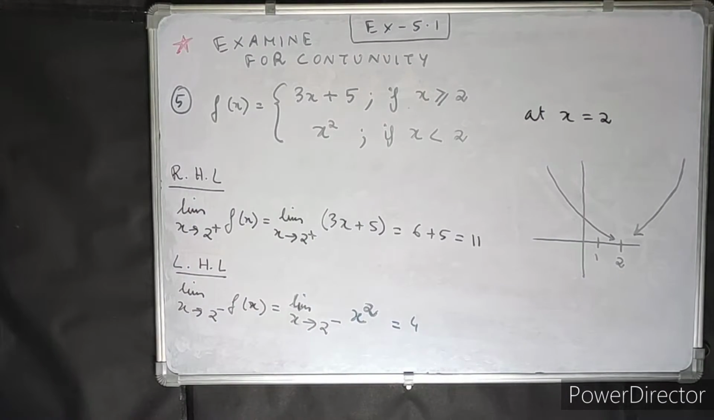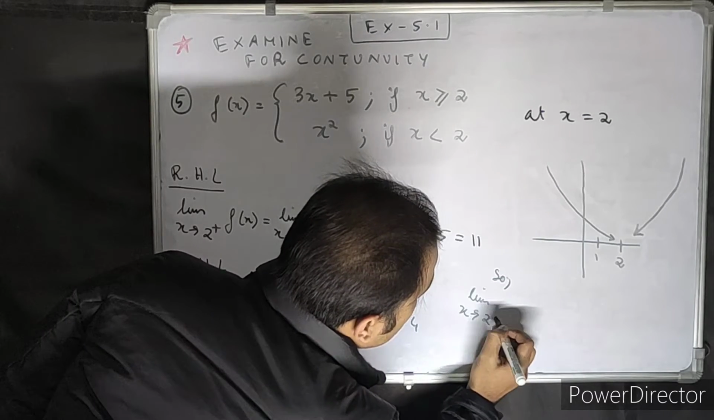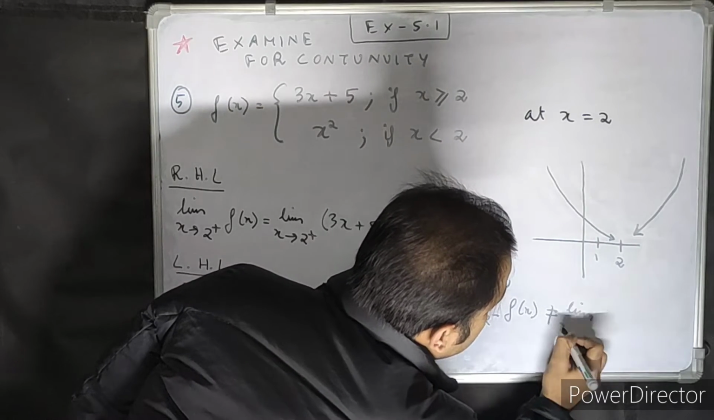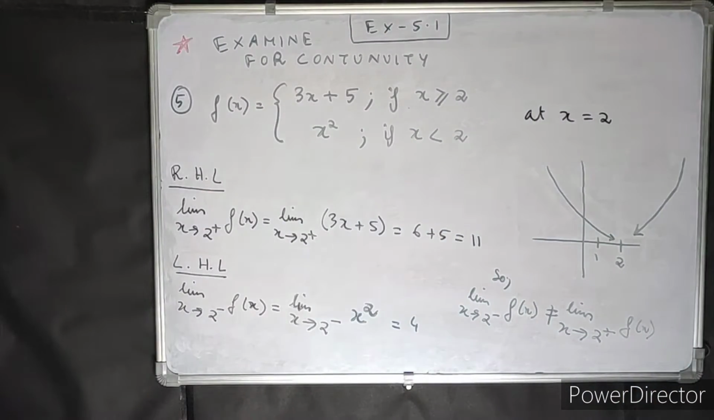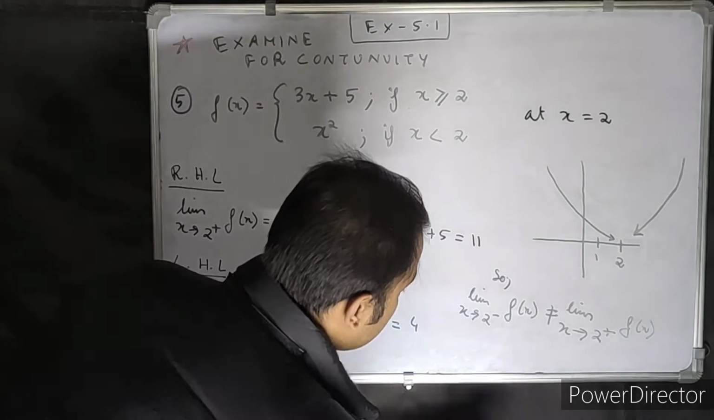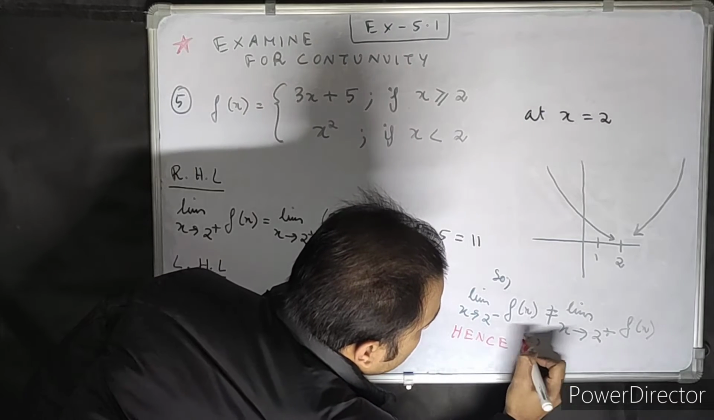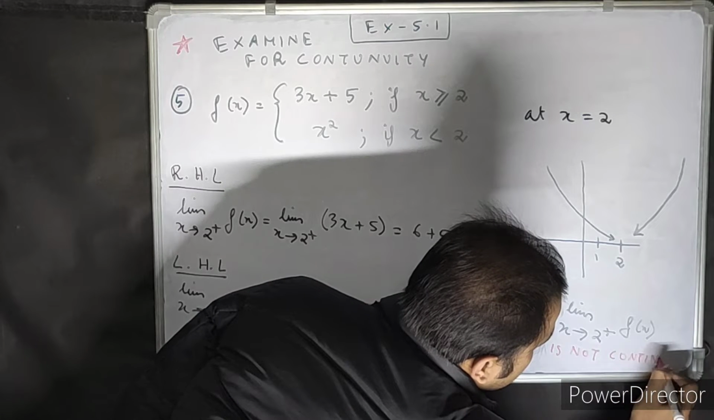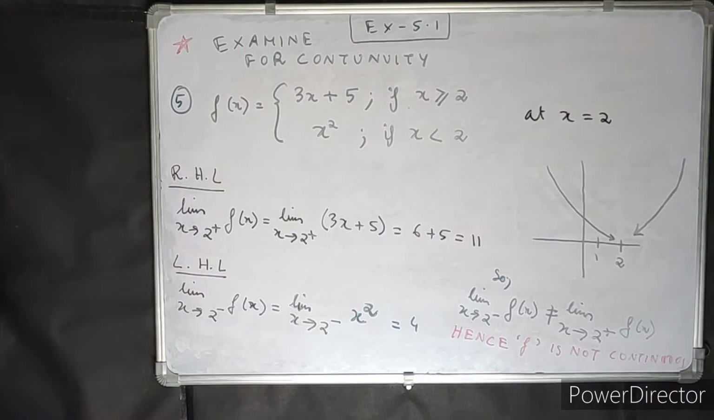So you can see that the RHL and the LHL are not equal to each other. So you write, limit x tends to 2 negative, f of x is not equal to limit x tends to 2 positive, f of x. Hence f is not continuous.